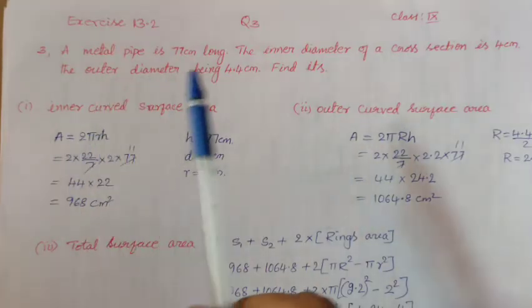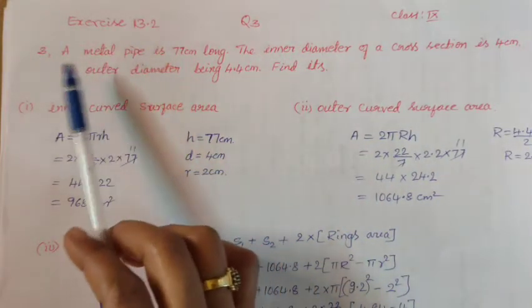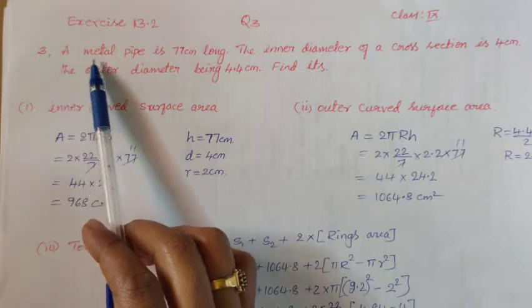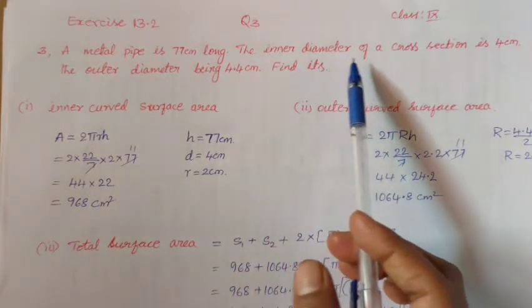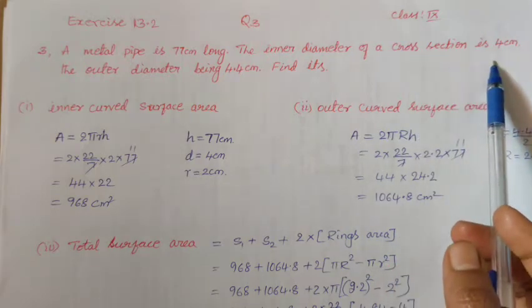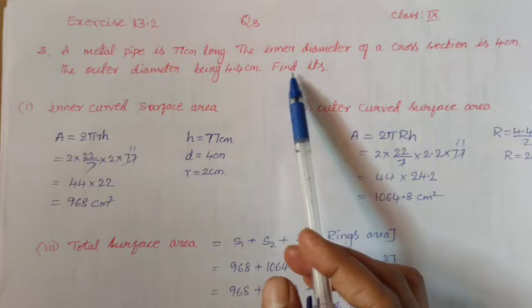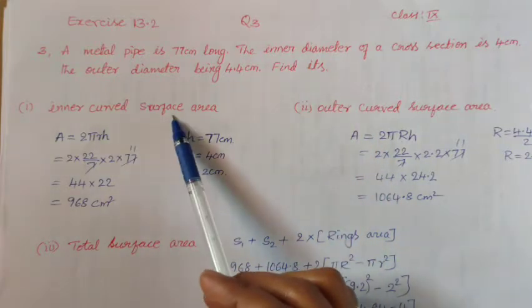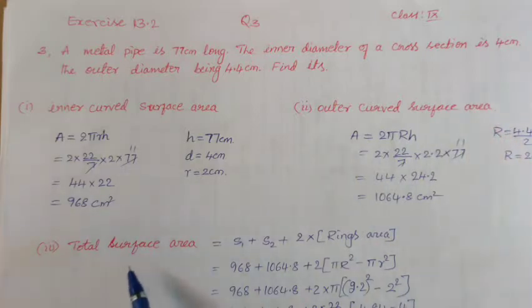Now we are going to question number 3 of exercise 13.2. The question is, a metal pipe is 77 centimeter long. The inner diameter of a cross section is 4 centimeter. The outer diameter being 4.4 centimeter. Find its inner curved surface area, outer curved surface area, and the total surface area.